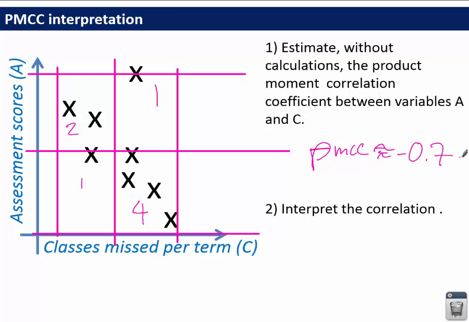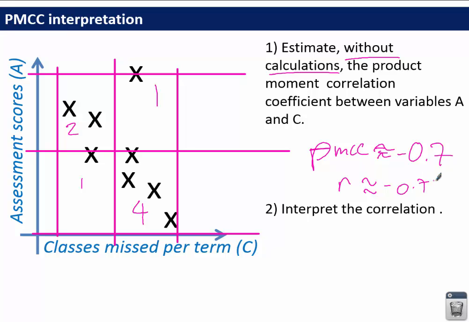Okay, excellent. I think the key thing here is to remember this is without calculations. What's been drawn here is not considered calculations. However, had you done calculations, you would be losing marks. Also, as well as having Pmcc equals minus 0.7, you could also say R is equal to minus 0.7. It means exactly the same thing.